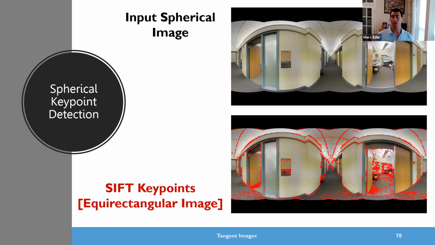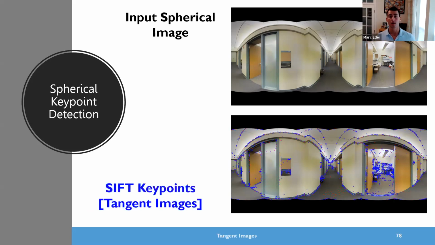If we compute SIFT key points on an equirectangular image, we end up with what you see on the bottom here: spurious points in these distorted regions like the floor and the ceiling. And this noise impacts our downstream tasks. It makes it harder or slower to properly find image correspondences. Now, if we detect on tangent images instead of equirectangular images, we get many fewer noisy points, and we found that this creates a sizable improvement in the subsequent correspondence matching problem.